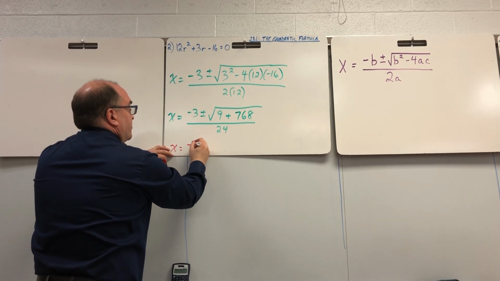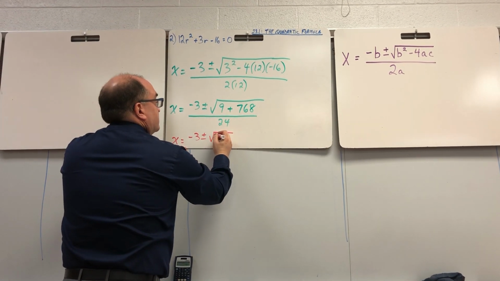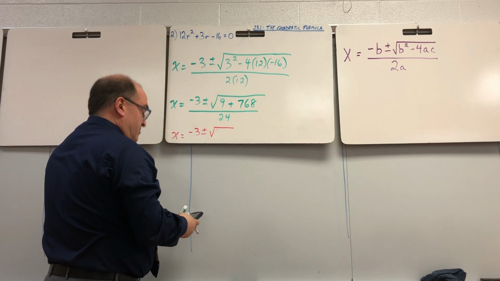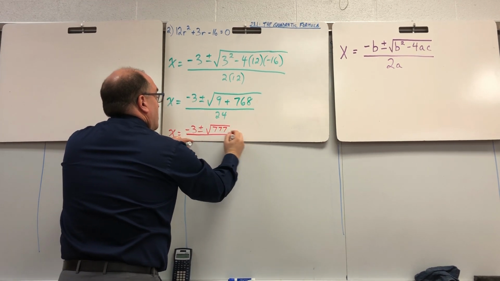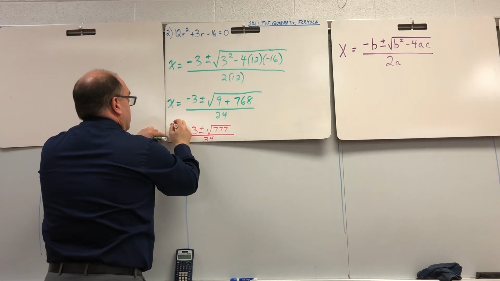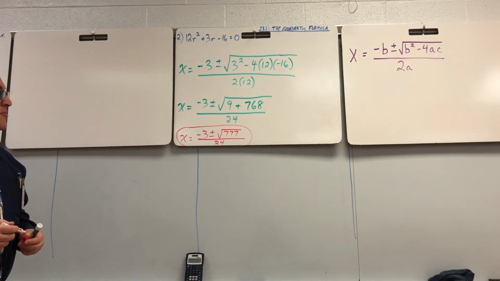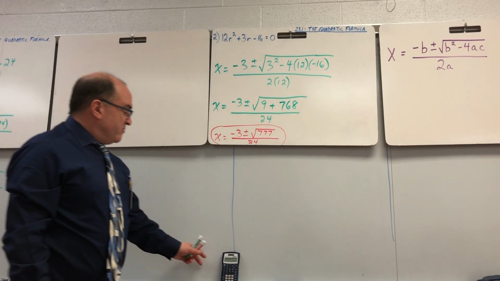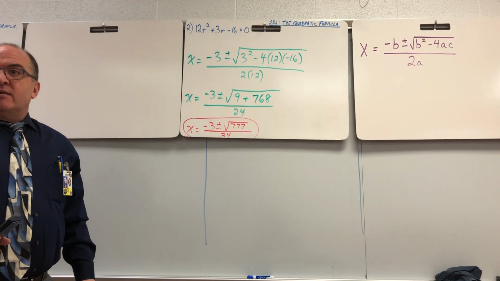X equals negative 3 plus or minus square root. What is 9 plus 768? 777, right? All over 24. Done. Okay? 3 steps. 1, 2, 3. That's all I need. Okay? Don't worry about breaking down the square root or simplifying that. Just leave it like that. All right? Because negative b. Okay? Good question. All right, next one.